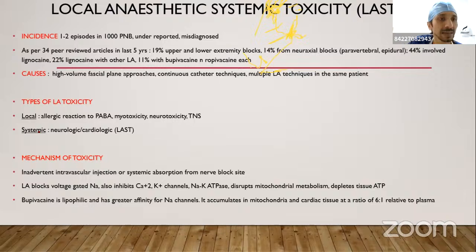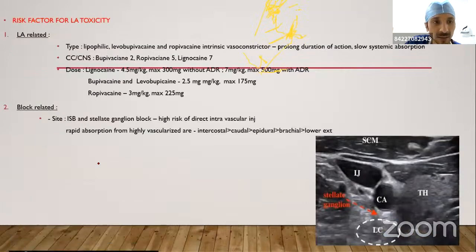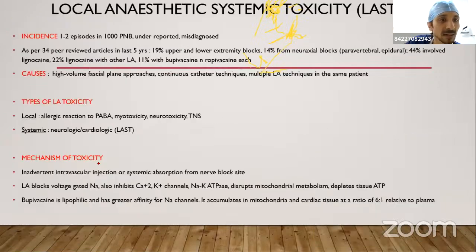What are the different types of local anesthetic toxicity? It can be a local toxicity or an allergic reaction to the preservatives used, which is most commonly PABA, or which can cause myotoxicity, neurotoxicity, or the systemic absorption, which can cause neurologic or cardiac toxicity. What is the mechanism of toxicity? It's because of inadvertent intravascular injection or systemic absorption from the nerve block site.